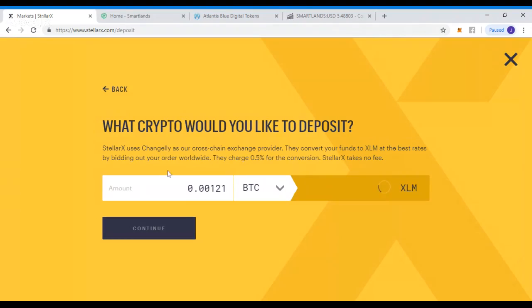What it's going to do is use the platform Changelly, and it's going to cross it over to XLM for you, and then send it in the form of XLM. So you can send whatever other currency, well, the many currencies that they have available. They got a nice list. You can send them, and they'll exchange them over, but it's at a fee though. StellarX doesn't take a fee itself. They charge a 0.5% fee for the conversion also. So you can take that route.